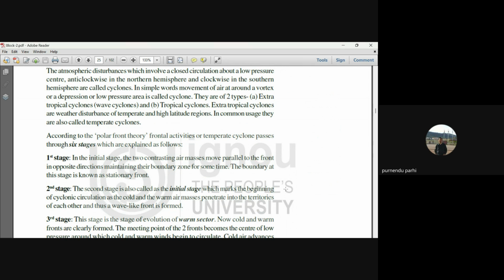First stage. In the initial stage, the two contrasting air masses move parallel to the front in opposite directions, maintaining their boundary zone for some time. The boundary at this stage is known as a stationary front. Second stage. The second stage is called the initial stage, which marks the beginning of cyclone circulation as the cold and the warm air masses penetrate into the territories of each other and thus a wave-like front is formed.